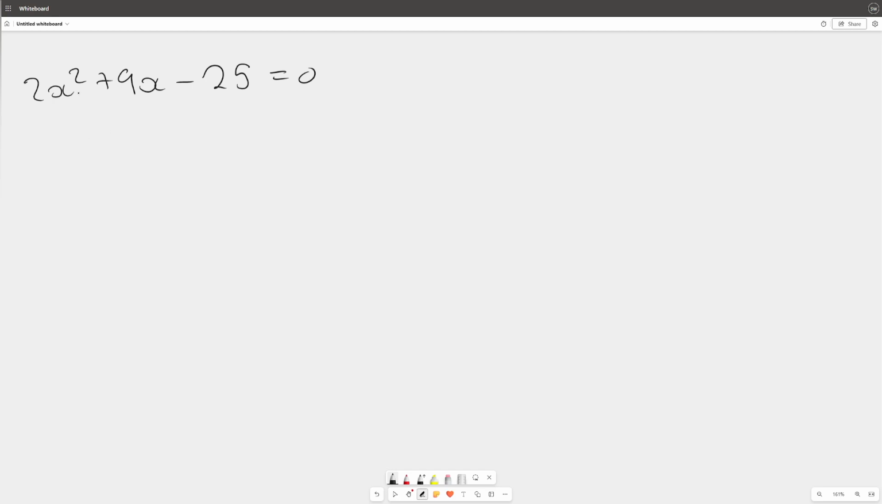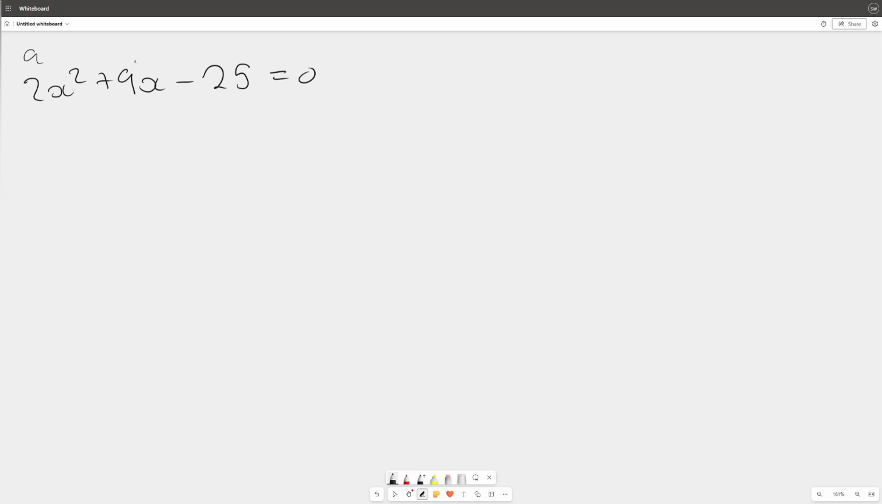So we would be thinking 2 times minus 25 is going to be minus 50. We need two numbers which add to get 9 and multiply to get minus 50. And it's like, well, you probably could do that, but I'm not going to. Also, a question like this would probably explicitly specify that you need to leave your answer as a decimal point or in surd form. And that is one of the best giveaways that you need to use the quadratic formula. So that's what we're going to do here.